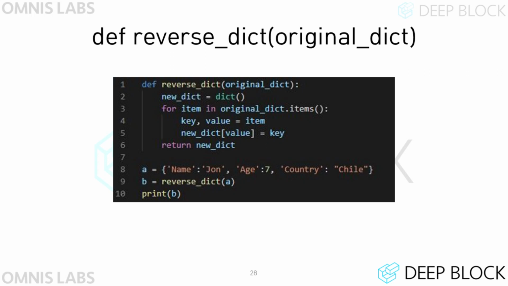To test whether this function works, create a dictionary called A, pass A as an argument to the reverseDict function, assign the return value to a variable B, and print it. Looking at the printed result, we can see that the function is implemented as we want it to.